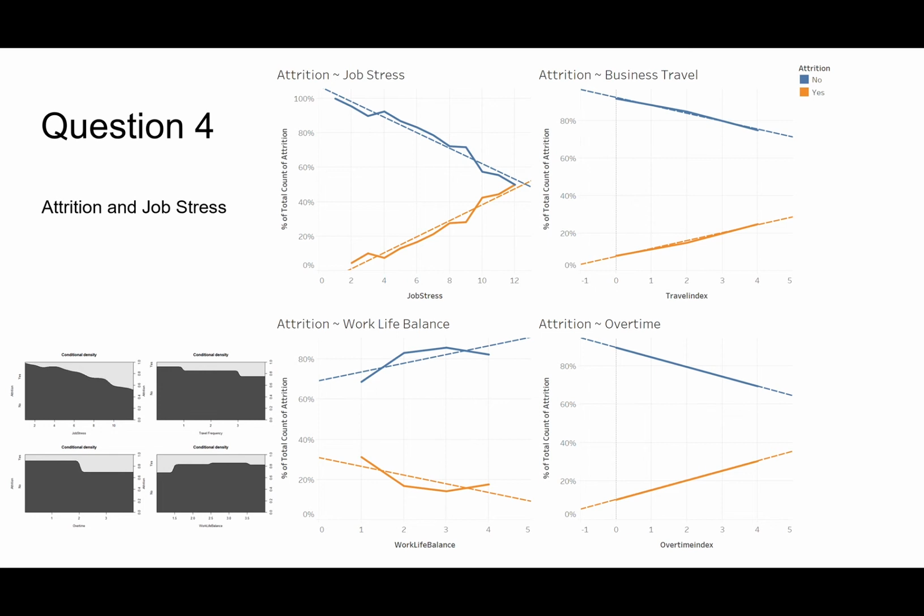Question 4 is to explore the relationship between employee attrition and job stress. We quantify job stress with its three dimensions, which are travel frequency, work-life balance, and working overtime. And we visualize the correlation between attrition and job stress using R and W respectively. From the first dashboard, we find that there is a proportional relationship between attrition rate and job stress. Then we also try to figure out the correlation between the attrition rate and its three dimensions. The visualization indicates that travel frequency and overtime have a proportional relationship with attrition rate. However, work-life balance has an inverse relationship.